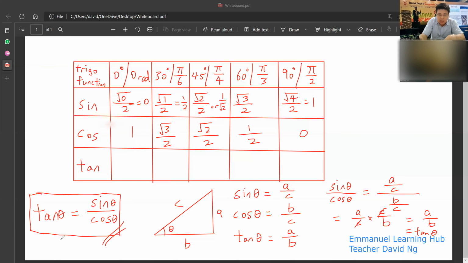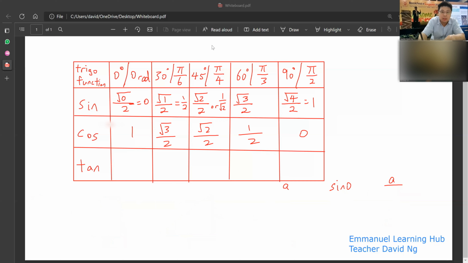Okay, so you're convinced now, sine over cosine is your tangent. This is a simple proving here. Okay, so I'm going to erase this proving here because you do not need this anymore. So you're convinced that sine over cosine is your tangent. So if sine over cosine is your tangent, right? 0 divided by 1. Okay, 0 divided by anything is 0. Okay?